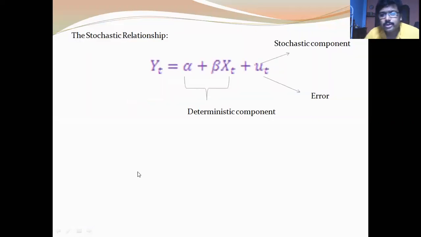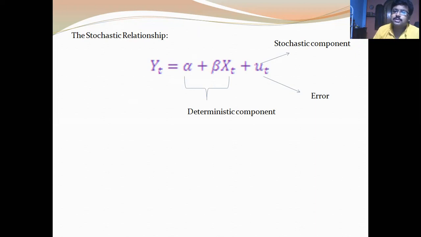Now look, what is the stochastic relationship? This equation shows the stochastic relationship. The statistical relationship is the stochastic relationship. A mathematical relationship is not a stochastic relationship. Yt is the dependent variable and xt is the independent variable.